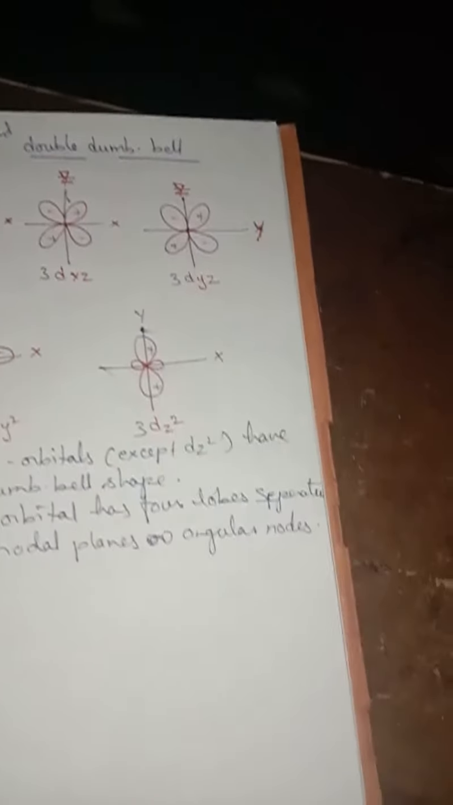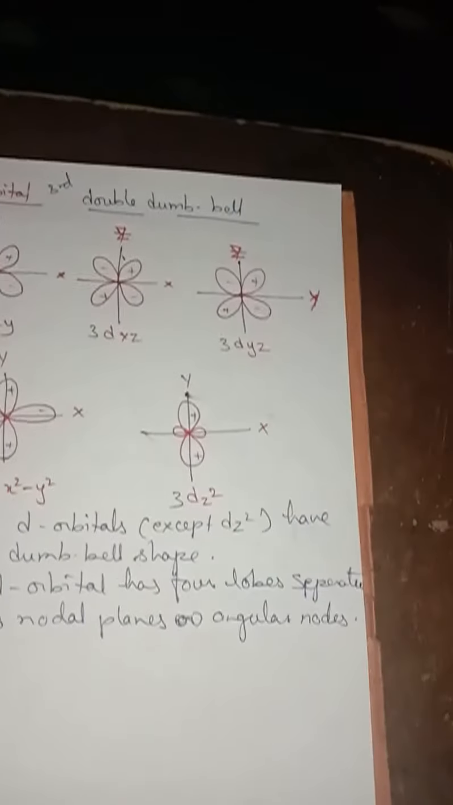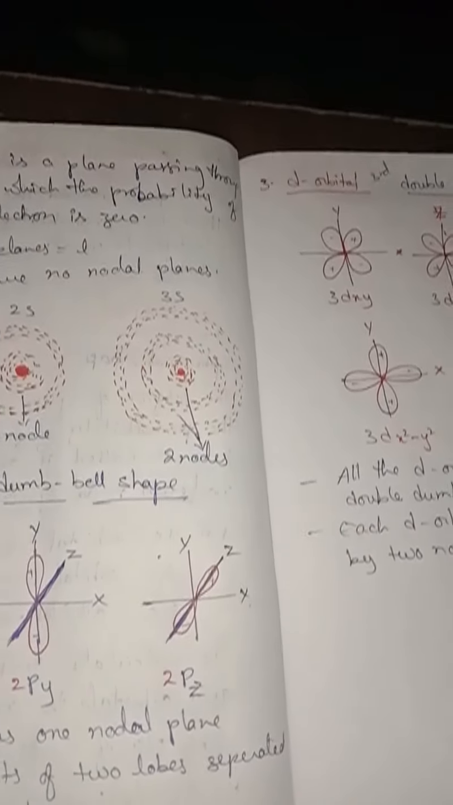So this is about the d orbital. The f orbital has a little more complex structure. So far we have discussed s, p and d orbitals in this class, and in tomorrow's session we are going to learn the energy of orbitals.